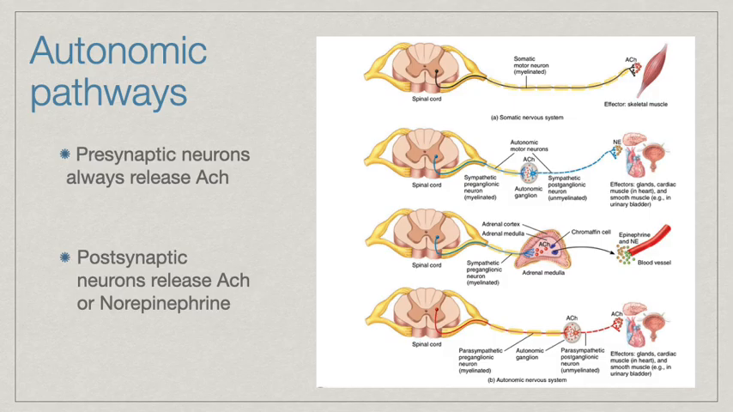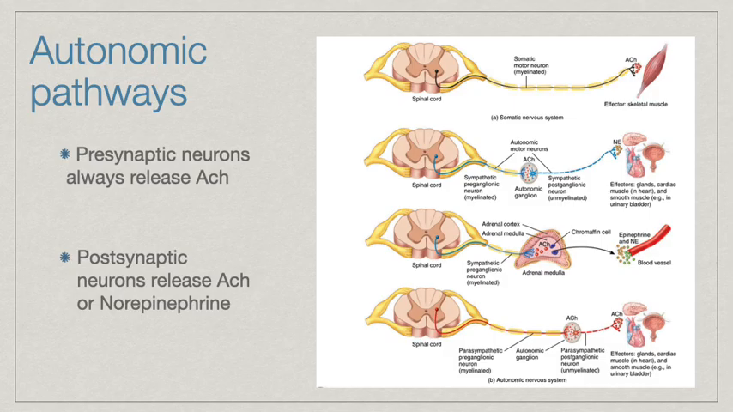When we are looking at our autonomic pathways, it doesn't matter if it's sympathetic or parasympathetic. Our first neuron, our preganglionic or presynaptic neuron, will always release the neurotransmitter acetylcholine. Acetylcholine will then cross that synapse and cause an effect in our postganglionic or postsynaptic neuron, carrying that action potential to our effectors, or will trigger the release of a hormone from the adrenal medulla.